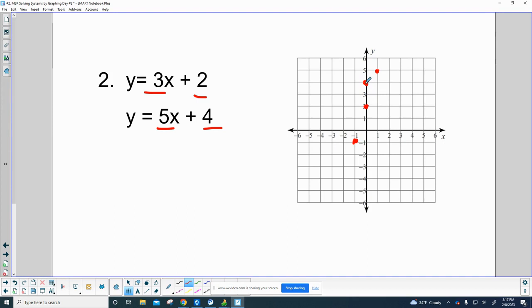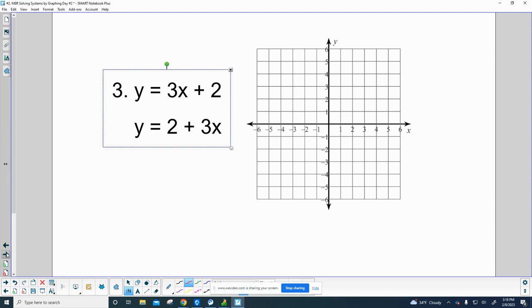So this one is going to come down through like this, and then this one's going to come through kind of like this, and you're going to see that they're going to cross somewhere here, and you will be able to determine that they have one solution. Okay, let's try one more here.